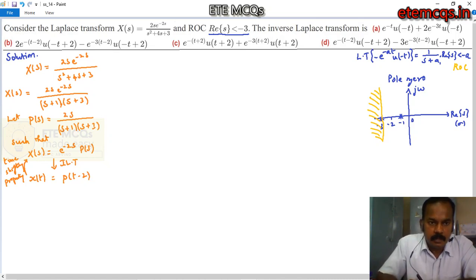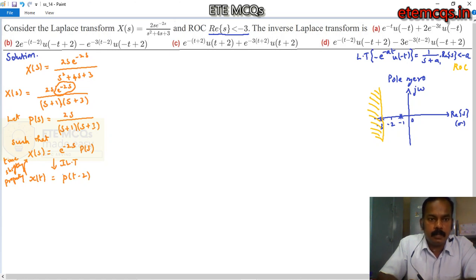So the point is, we are given P(s). We need to find the inverse of P(s). Once you find the inverse of P(s), you will get p(t), and in p(t) you are supposed to replace t by t minus 2. If you do that, you will get x(t). That is what it states. That is why we are rewriting it: this exponential factor is taken along with another signal P(s), so that you can apply the time shifting property directly.